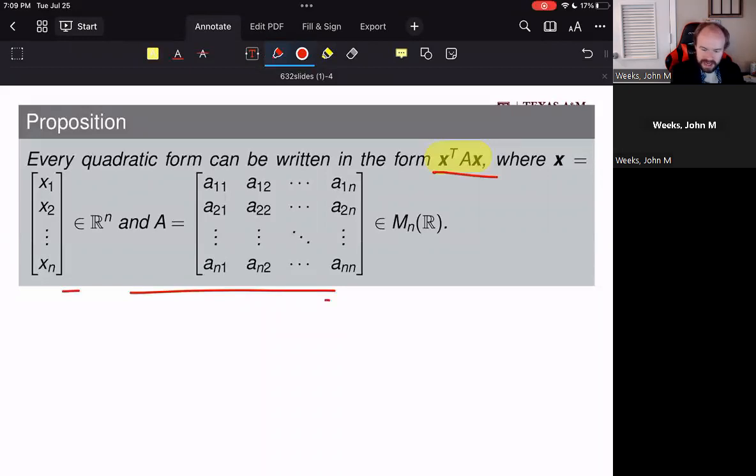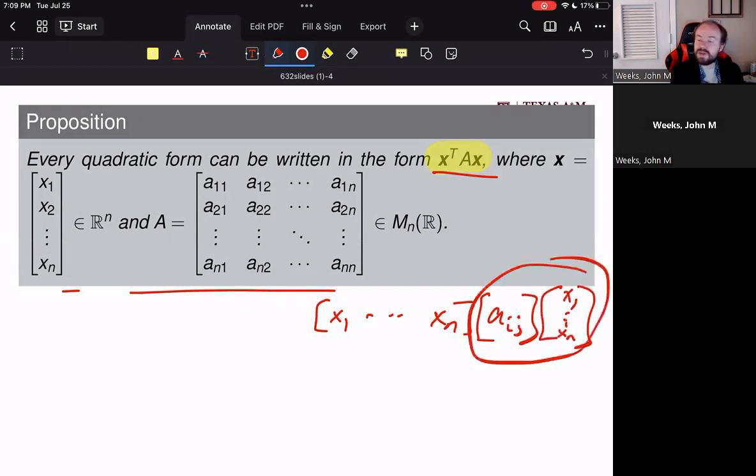How is this working? You're taking x1 through xn and writing that as a row vector. Then you are taking these aij, and multiplying them times x1 on down through xn as a column vector. If you multiply these two together, you're going to get one copy of some x, and if you multiply these together, you're going to get another copy of some x. The copy of x that you get depends on the column that you find your entry aij in, so that x is going to be x sub j.